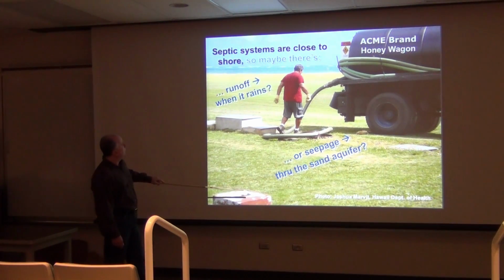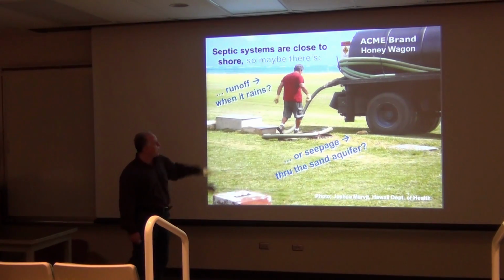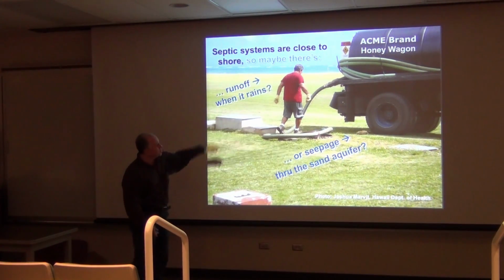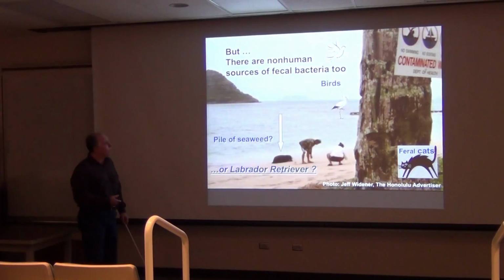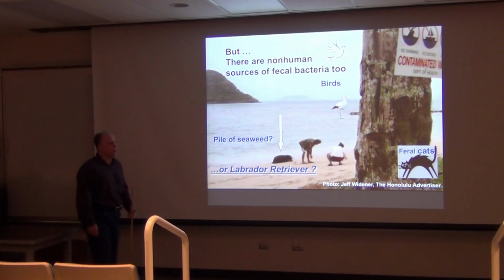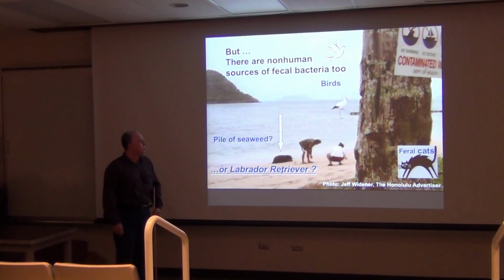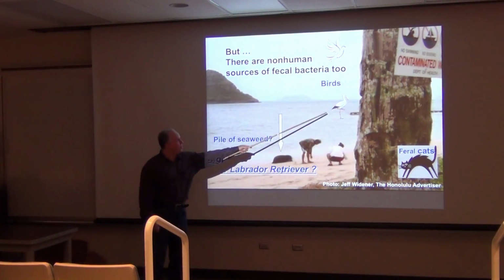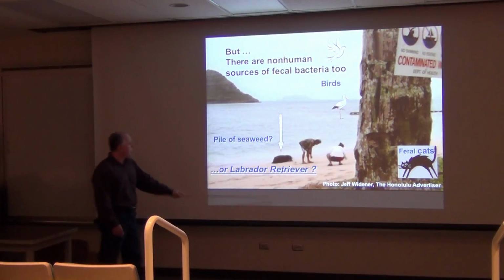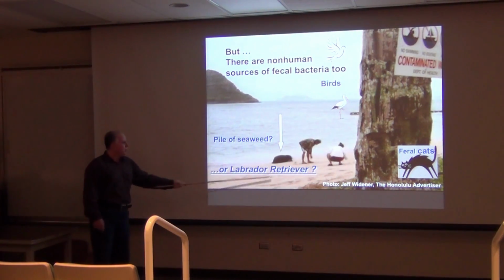And so how might any of the effluent from here get into the ocean? Well, if it rains hard enough to pond, maybe there's some overflow in the tank and direct runoff, or maybe some of the effluent seeps through the sand aquifer and out to the shore there. So these were some of the starting working hypotheses. But there are non-human sources of these fecal bacteria too, and I think the general test for it doesn't necessarily discriminate. There's a bunch of seabirds in the area, there's a large feral cat population in the park, and what do we got over here? This guy, dog on the beach probably.